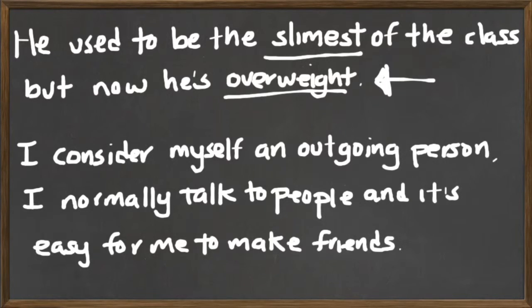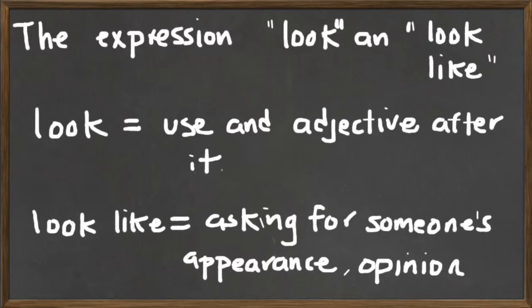The next one, I consider myself an outgoing person. I normally talk to people, and it's easy for me to make friends. Okay, so this person seems confident, talks, and also makes friends with no difficulty. So yeah, this is probably a nice guy, or also an outgoing person, somebody who is confident socially speaking.